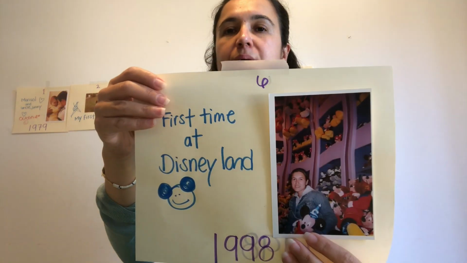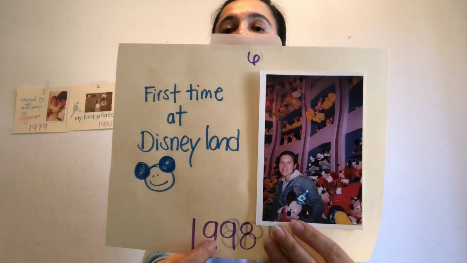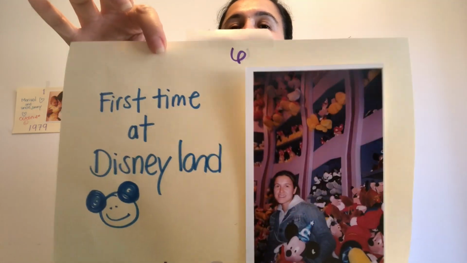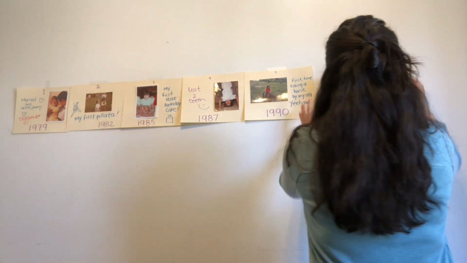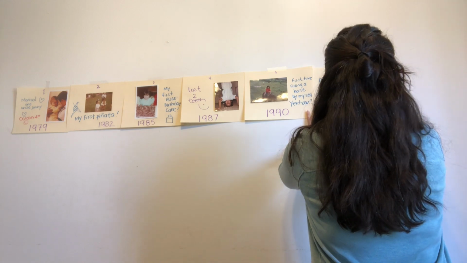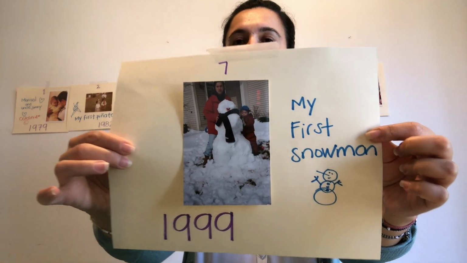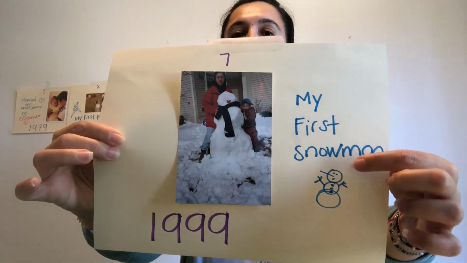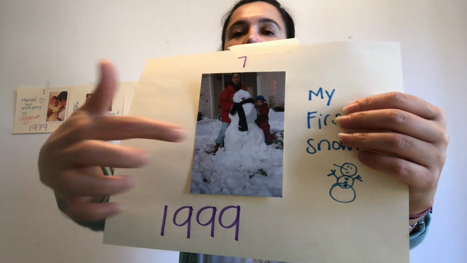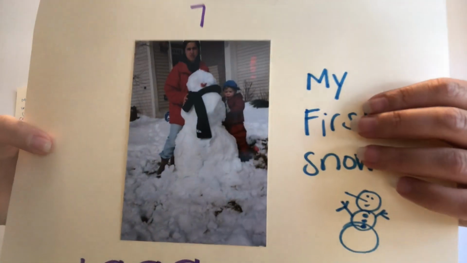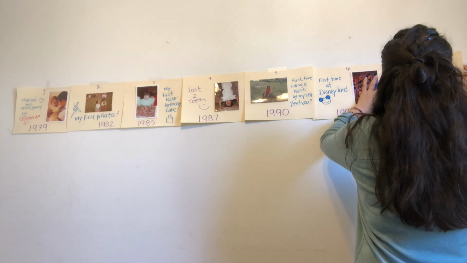6, first time at Disneyland. 1998. And that's me holding a Mickey Mouse at Disneyland. Here it is. Put it right there. 7, it says my first snowman. 1999. And here is my first snowman. I was in Chicago. Cold Chicago. Okay.